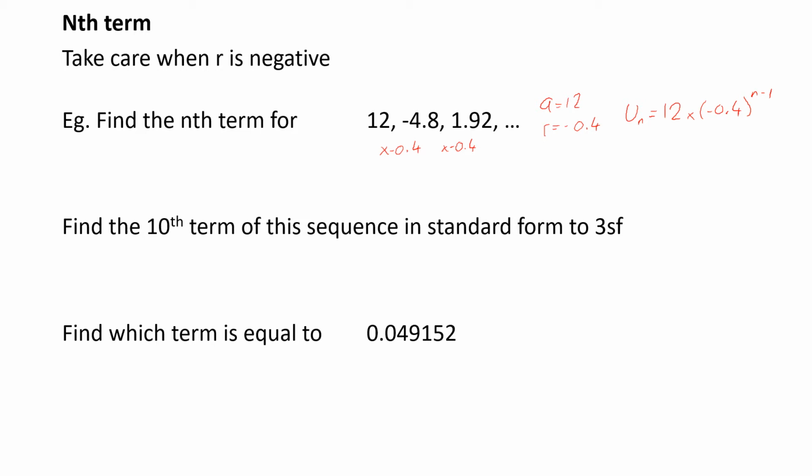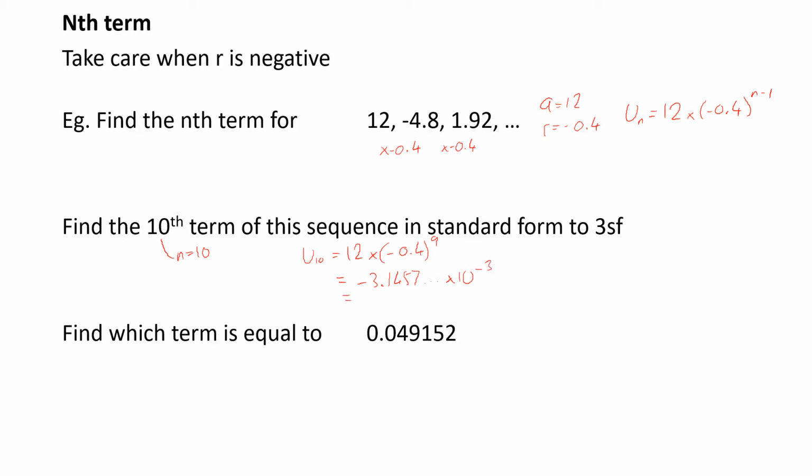It says we want to find the 10th term of this sequence. Once again, that means n equals 10. So we're going to find u10, which is equal to 12 times minus 0.4 to the 9 this time, which is going to give us quite a small number. So we get minus 3.1457 dot dot dot times 10 to the minus 3.